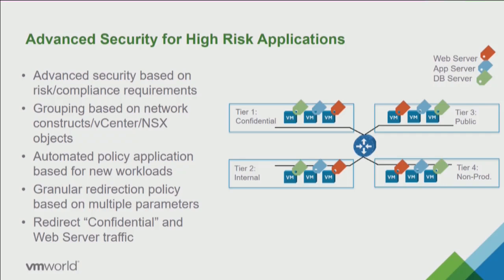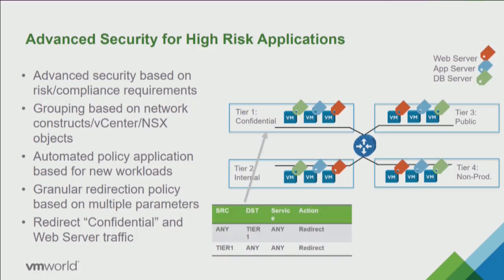Now, the requirement here was, I want to apply advanced services to Tier 1 confidential workloads. Any traffic coming in and going out of these Tier 1 apps, I want to apply or insert advanced services. So if you look at the policy, because you have grouped these workloads into a security group and applied it to a port group, now you can create a policy saying any traffic coming in, going to this security group, which is defined as Tier 1 applied to port group 10, you can redirect the traffic to a partner service.